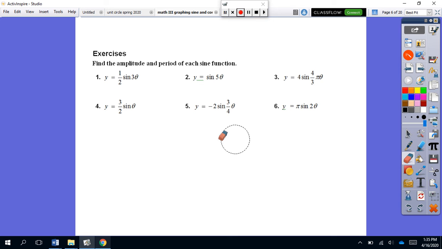Let's go down. Okay, so number 2, the amplitude, we already kind of talked about that. Number 2, the amplitude was 1, because it's the absolute value of 1. The period, b is 5, so the period is 2 pi over 5, and I can't reduce that, so I just leave it.